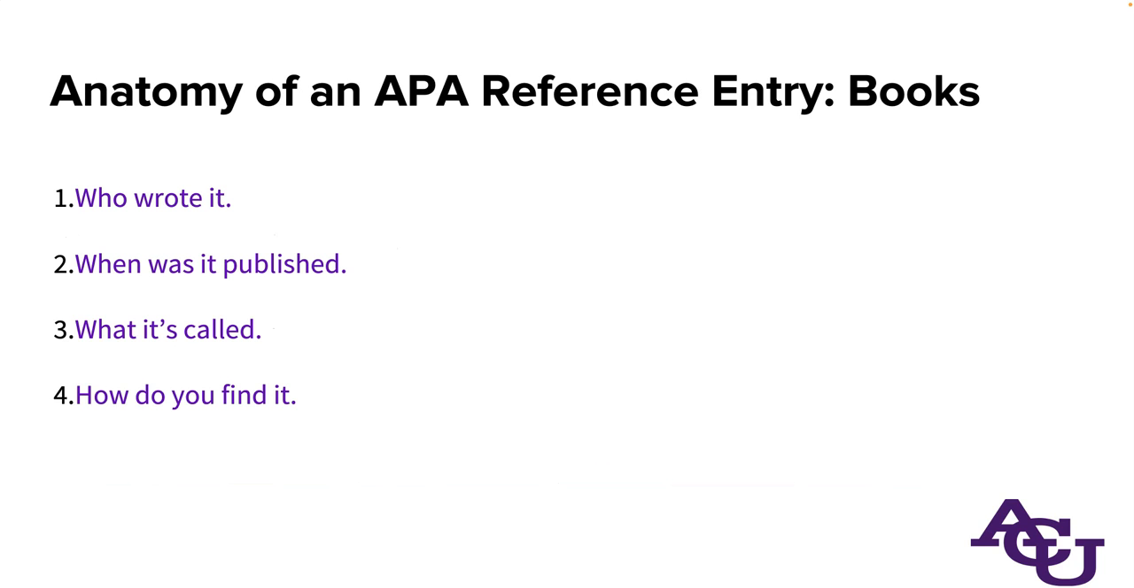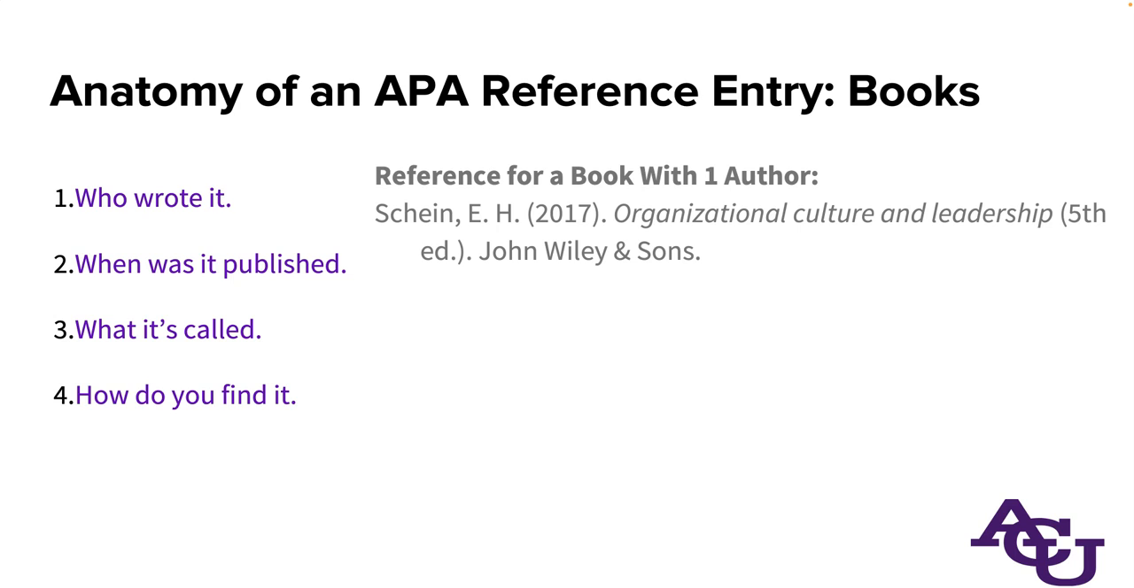Now, whatever it is that you are citing and referring to in APA style, you're generally going to be giving a standard set of information for the reference. Who wrote it? When was it published? What's it called? And how do you find it? So for a book with one author, that's going to look like this. And if you're curious, all the examples here are drawn from things that are actually on your reading list for week 1, for the week 1, module 1.